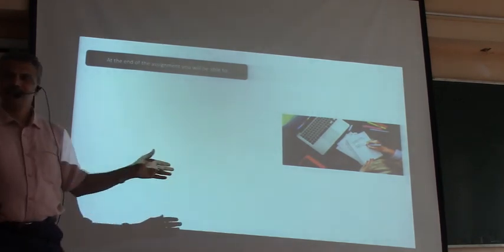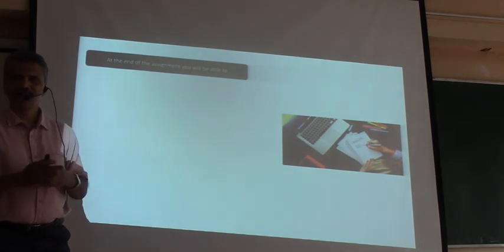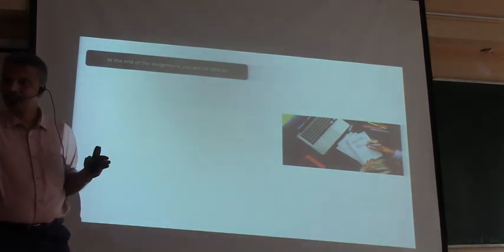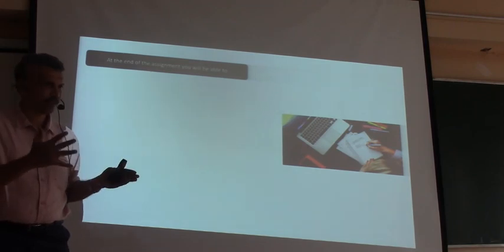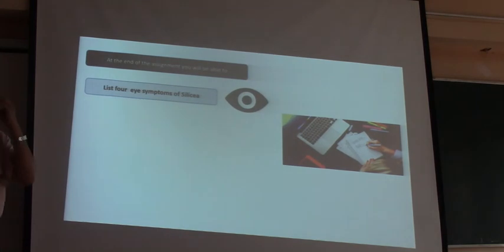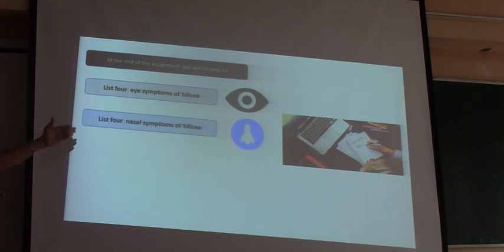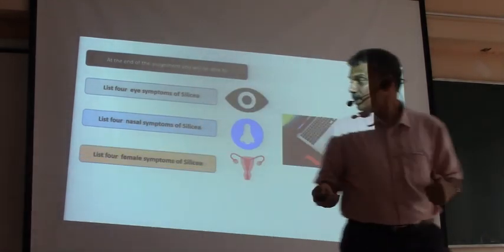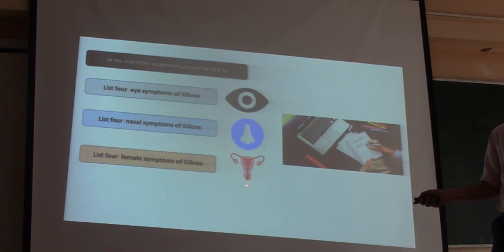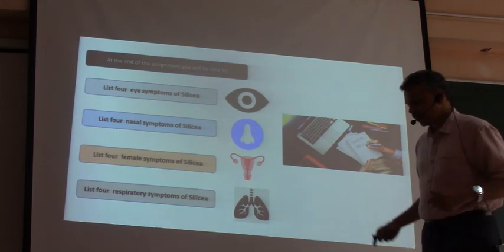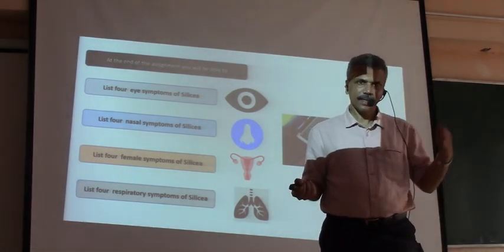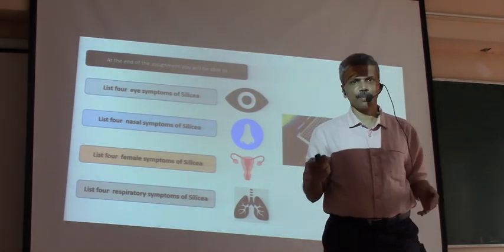See, Silicea has lot of things, and according to the new syllabus, I cannot cover everything. So there is a concept called as assignment, where students and teachers will equally share the burden. So what you need to do is, after the class you have to go back, I'll give you the books that you need to refer. List 4 eye symptoms of Silicea is an assignment. List 4 nasal symptoms of Silicea is the second assignment. And third, list 4 female symptoms of Silicea and list 4 respiratory symptoms of Silicea. Okay? I have tried to cover important points, and the other important things I have given you as a small assignment. Okay?